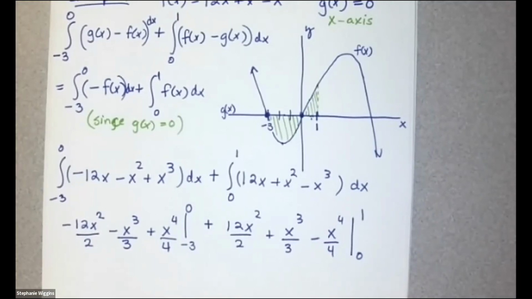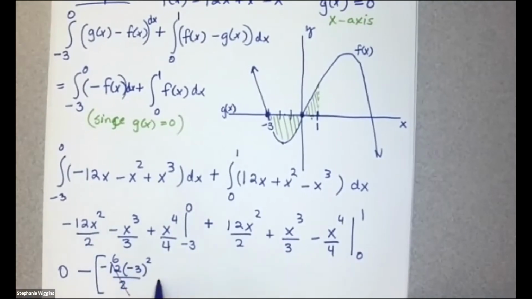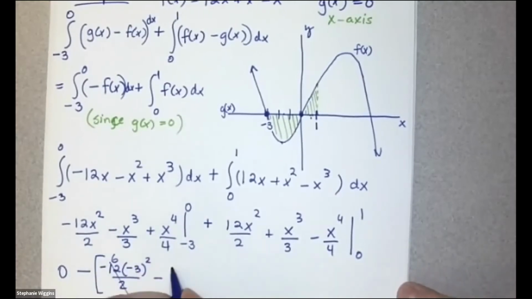So now at this point, it's just a matter of plugging in these numbers. You plug in the top value, calculate that. So you can see when I plug in 0, this is going to be 0, 0, 0. So everything's 0. Then you subtract what you get when you plug in the bottom value. So I'm going to subtract negative 12, negative 3 squared divided by 2, and that of course is negative 6, minus negative 3 cubed over 3 plus negative 3 to the 4th over 4.